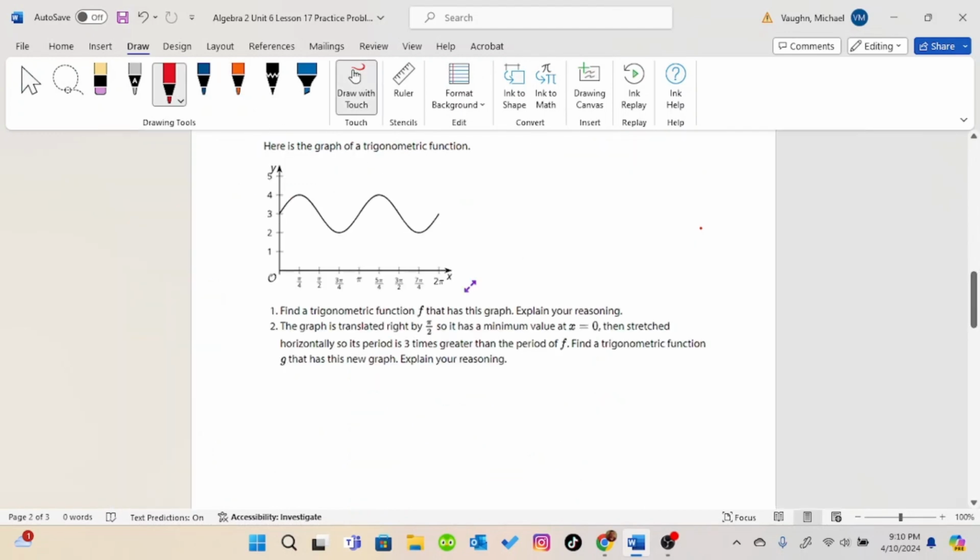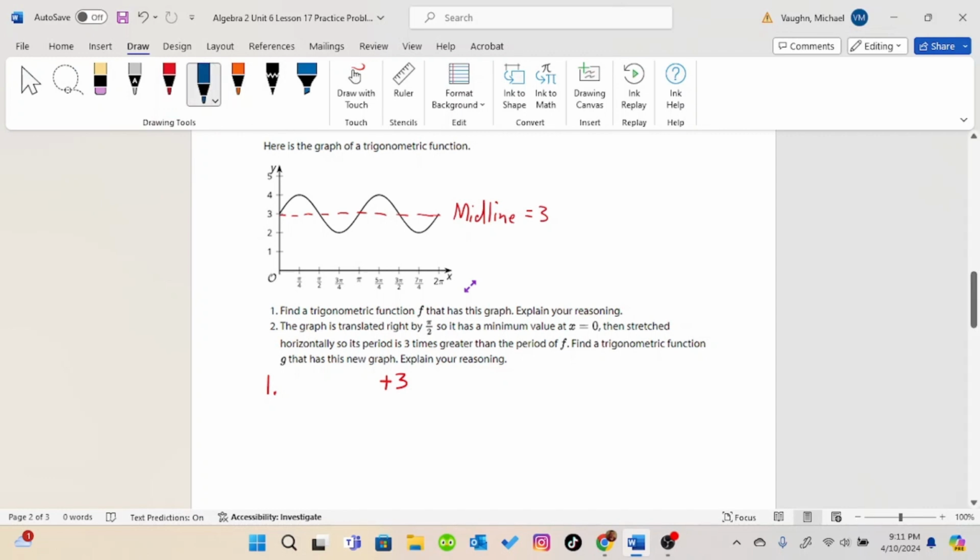Here is the graph of a trigonometric function. Number 1, find a trigonometric function f that has this graph and explain your reasoning. So first, I'm going to identify the midline. And the midline is right here at 3. So whatever I'm doing is going to have a plus 3.